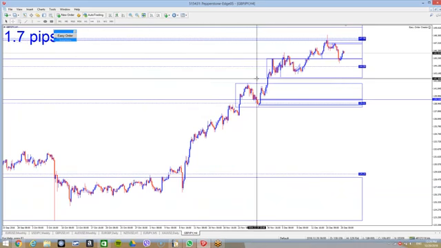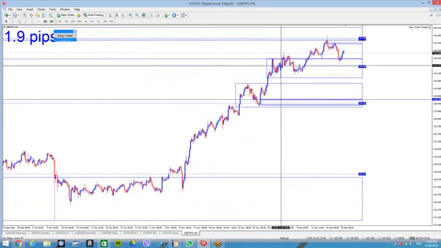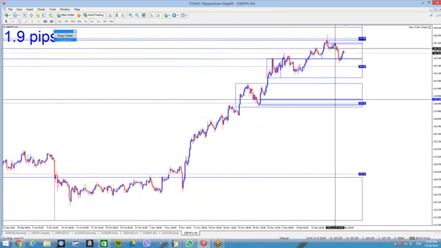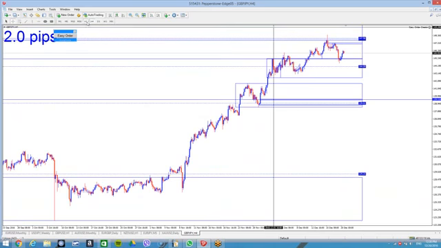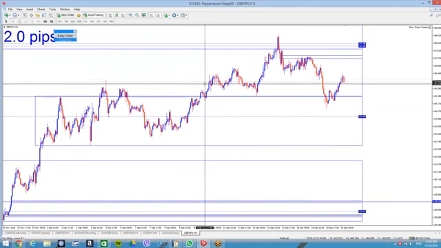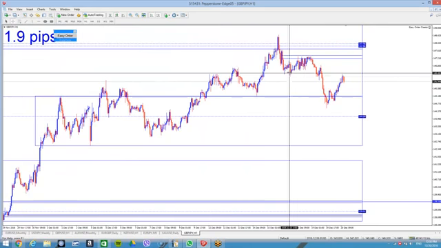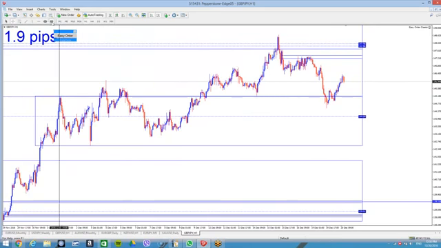The problem is if you have to wait for PA, let's say in M1, there are a lot of levels. I don't know which PA can be valid and which PA cannot, because if you check all these levels, almost all the time you don't have PA. Look at that level. If you wait for engulf, okay, let's look in a lower time frame.